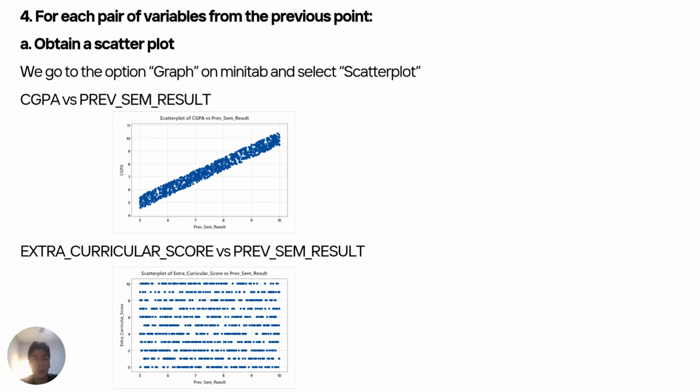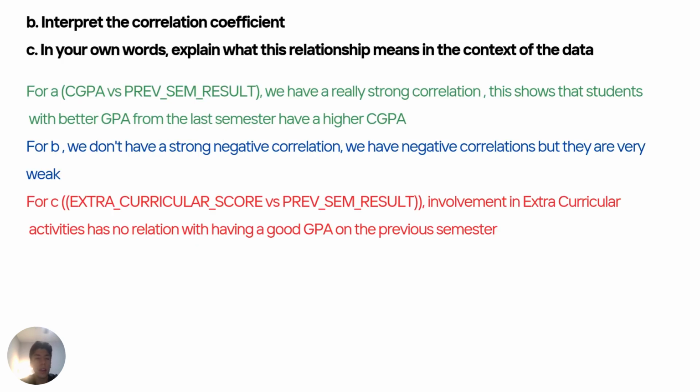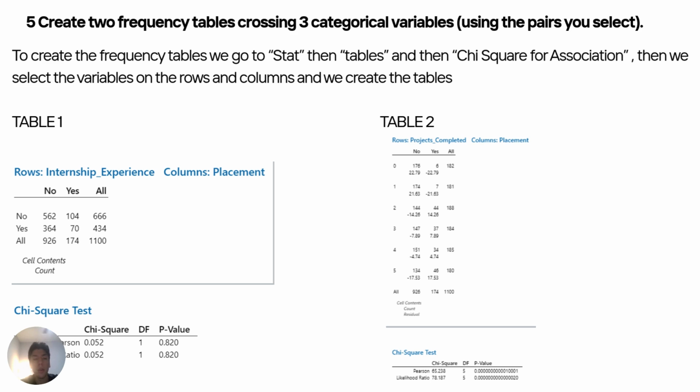For each pair, we create a scatter plot, so we only have two, because on point B we don't have anything to compare. And the interpretation of the coefficient and the scatter plot were, for point A, that students with a better GPA from the last semester have a higher CGPA. For B, we can deduce nothing. And for C, involvement in extracurricular activities has no relation with having a good GPA in the previous semester.